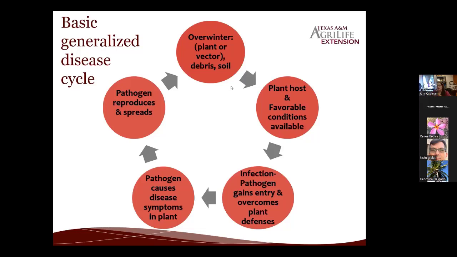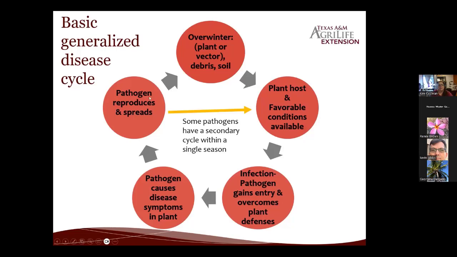And during this kind of cat and mouse game, or like a little dance that the pathogen and the plant do, the pathogen is trying to gain entry to the plant and then overcome its internal defenses. And if that is successful, then the pathogen will start colonizing the plant tissue and then start causing some disease symptoms like wilting, yellowing, stunting, things like that. And if the environment continues to be favorable, the pathogen will start reproducing and spreading. And that can happen in a variety of ways.